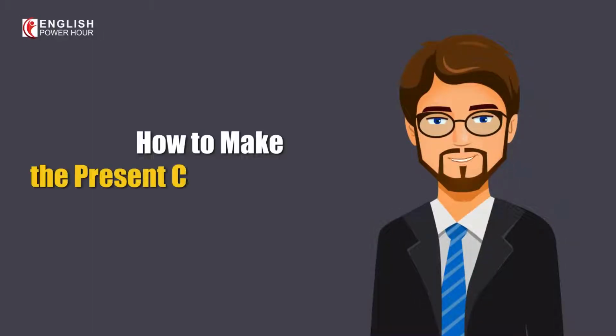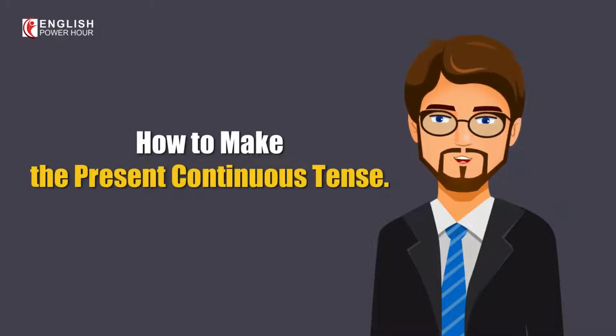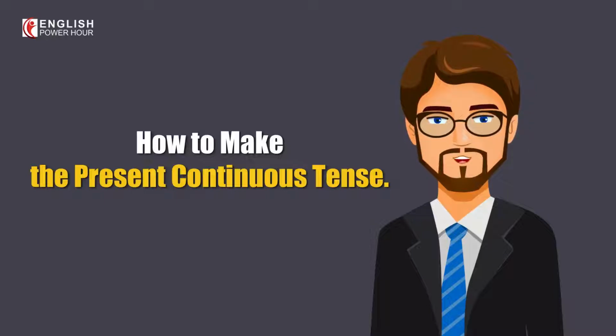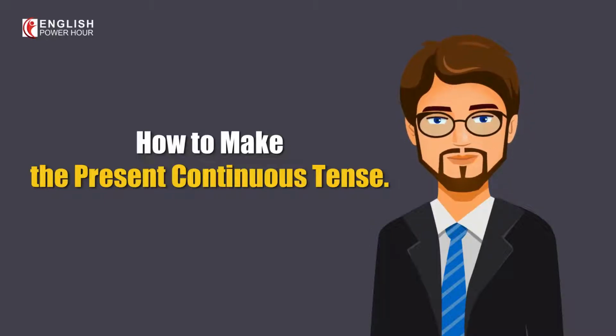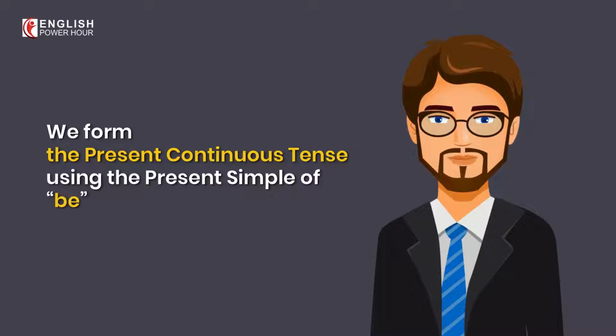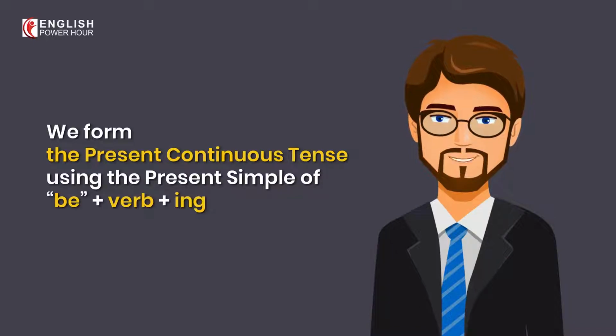Let's get started. How to make the present continuous tense. The present continuous tense is also called the present progressive tense in English, and it is very easy to make, and the tense is the same for all verbs. We form the present continuous tense using the present simple of be plus verb plus ing.